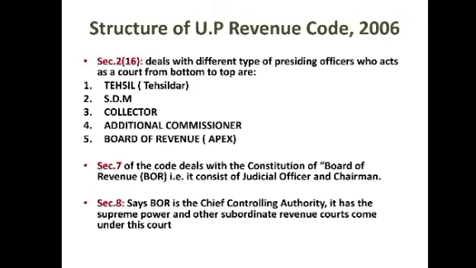Now the structure of UP Revenue Code 2006 defines all these sections. Firstly, we have to go one by one. Section 2 clause 16, or we can say section 2 subsection 16, deals with different types of presiding officers who act as a court from bottom to top. It means that we are discussing the officers. Which court officer? Revenue court officer. These are the revenue court officers which are presiding from bottom to top.